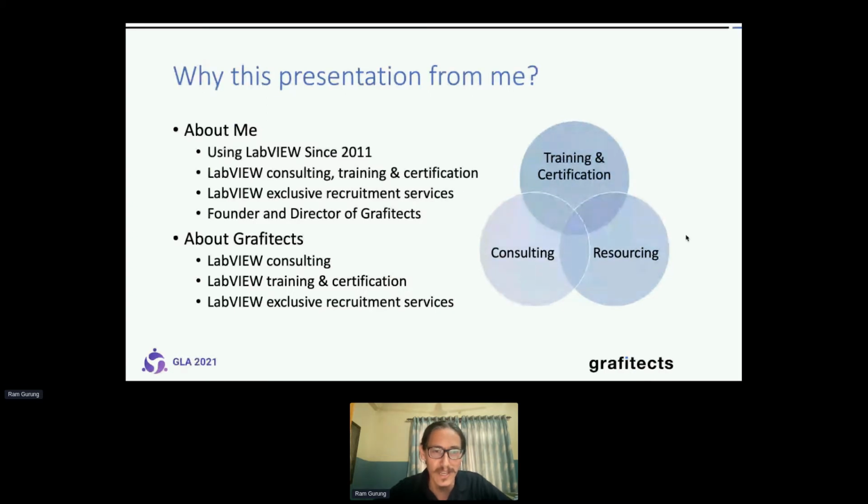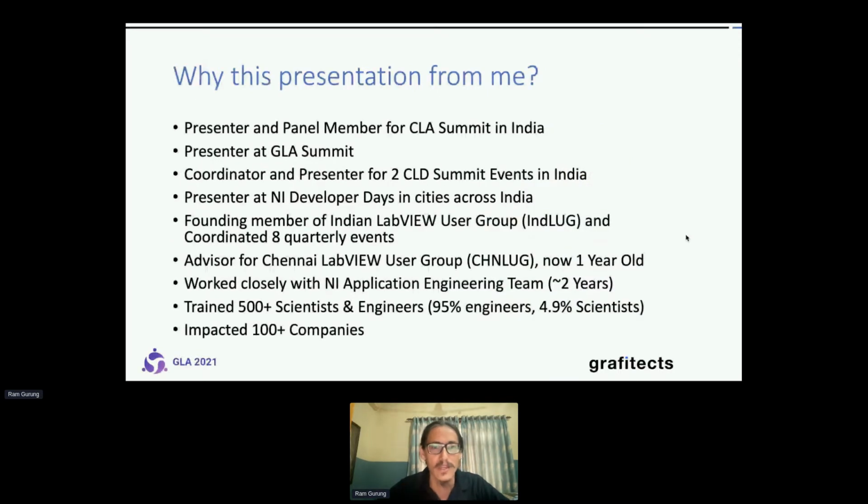I've been using LabVIEW since 2011, and I've been doing consulting as well as training and certification. And for nearly the last 6 months, we have been helping local companies in India with exclusive LabVIEW recruitment services. I'm also the founder and director of Graphics. We are involved with everything you can think about in the LabVIEW or NI industry. For example, training and empowering people, at the same time providing consulting services to other organizations, and finally providing them the manpower or the resource to get things done for many companies.